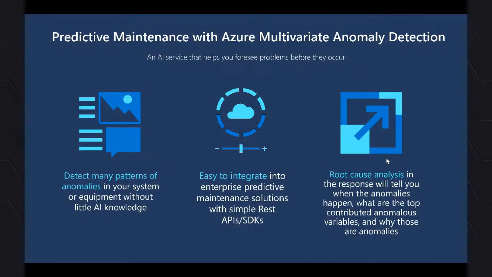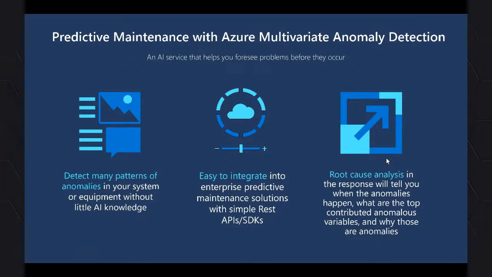So first, with this, you can detect many patterns of anomalies in your system or equipment with little AI knowledge. You can detect spikes or drops, you can detect trend changes, and you can also detect correlation changes. And second, it is really easy to integrate into your enterprise predictive maintenance solutions or platforms with just simple REST APIs and SDKs.